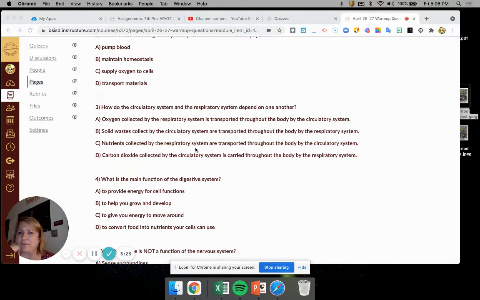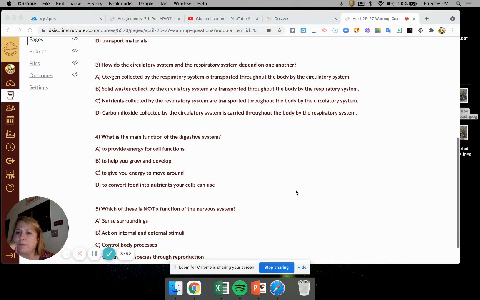Nutrients collected by the respiratory system. No, we can eliminate that. We know that's not how that works. Solid wastes collected by the circulatory system. No, that's not how that works. Or oxygen collected by the respiratory system. Check. And transported throughout the body by the circulatory system. Check. Both of those work. So the answer is 3A.